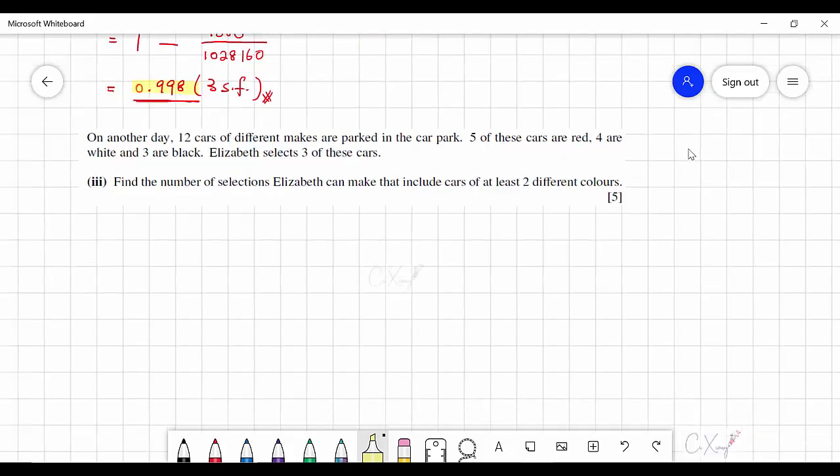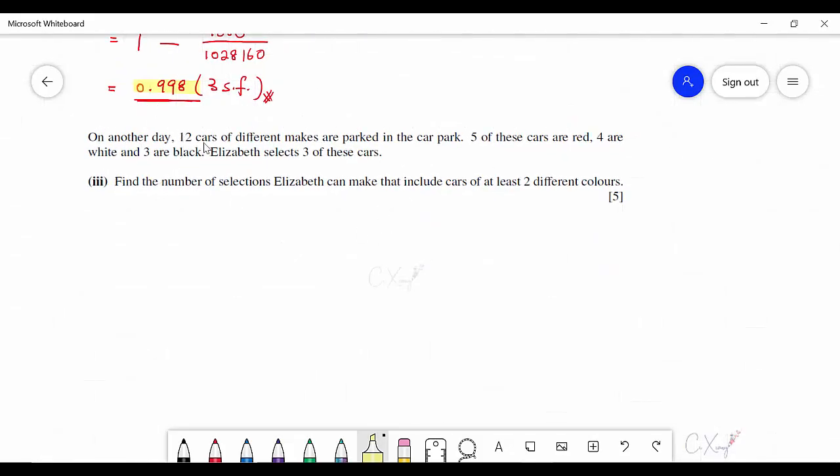So we have another question here. On another day, there are 12 cars of different... Again, you can highlight the word "different". It tells you that they are not identical. The cars are parked in the car park. 5 of these cars are red, 4 are white, and 3 are black.